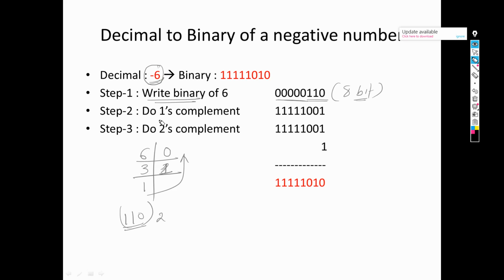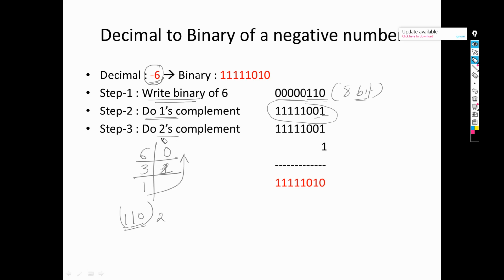What I need to do afterwards is the ones complement. Ones complement means what? We need to invert the bits. Wherever it is 0, convert it into 1. So here it is 0, I have converted it into 1. Where it is 1, it is to be 0. So likewise, wherever it is 0, we are converting it to 1, and wherever it is 1, we are converting it into 0. So this is how I will be getting the ones complement of the binary number.